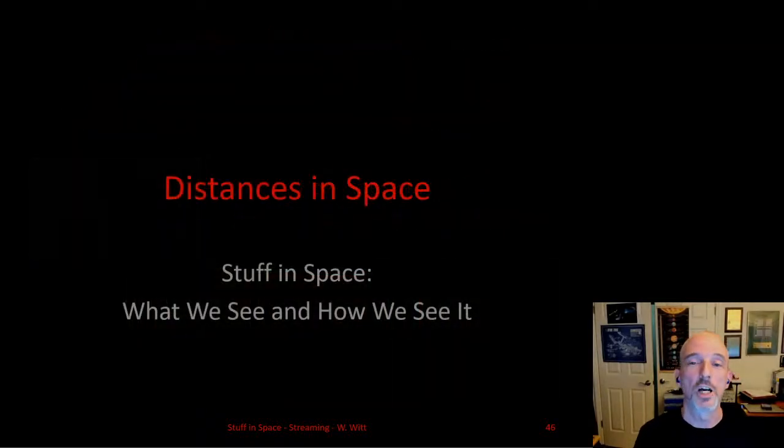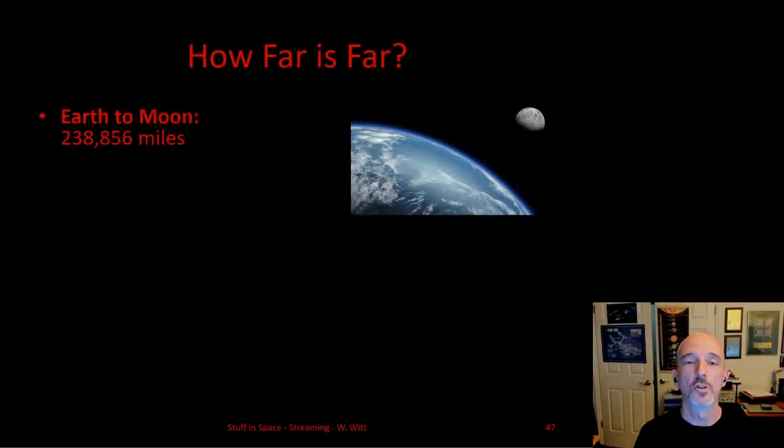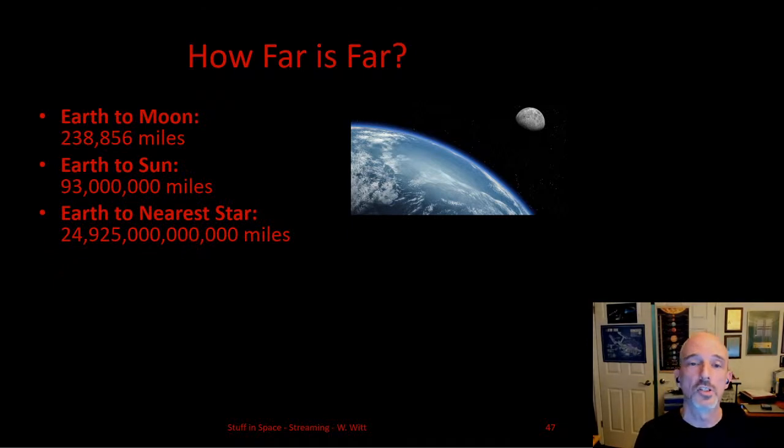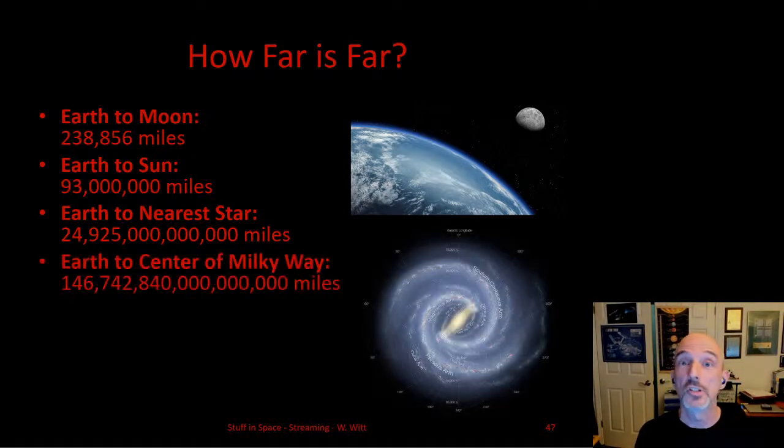So armed with this, let's talk about distances in space for a moment. How far is far? Earth to the Moon is 238,856 miles. Earth to the Sun is about 93 million miles. Earth to the nearest star is about, well, that big number right there. And Earth to the center of the Milky Way galaxy is that even bigger number.